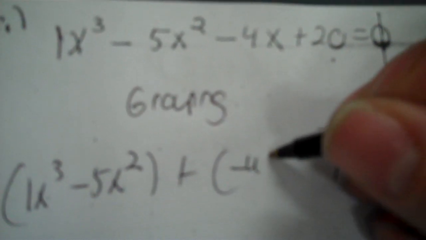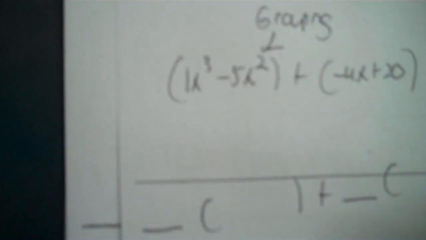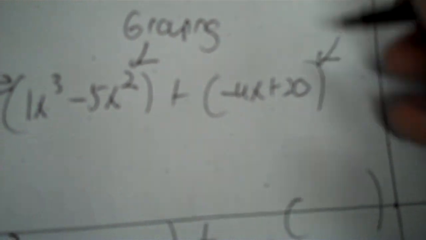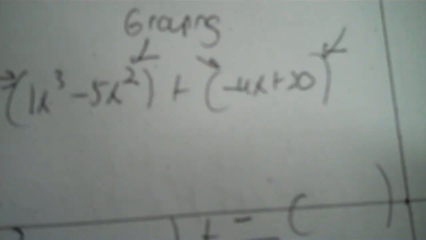So, grouping. Parentheses plus parentheses. So you have 1x to the 3rd power minus 5x to the 2nd power, then I've got negative 4x plus 20. Okay, GCFs: you've got x squared. You do not have a negative, and the coefficients 1 and 5 would be 5. No x, you do have a negative. 4 and 20 would be a 4, so we factor those out.